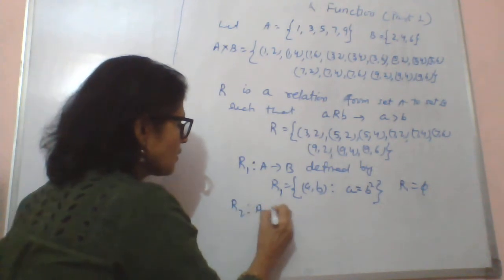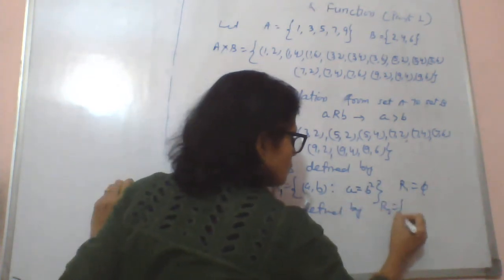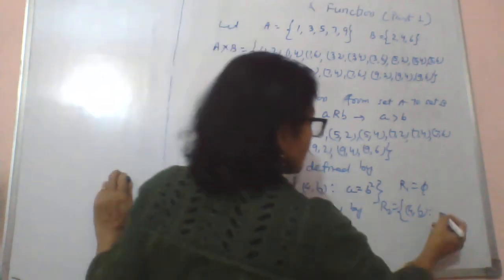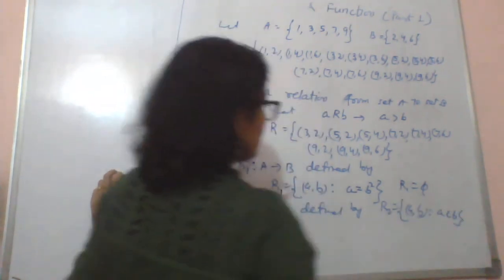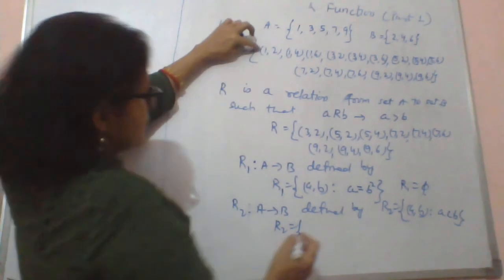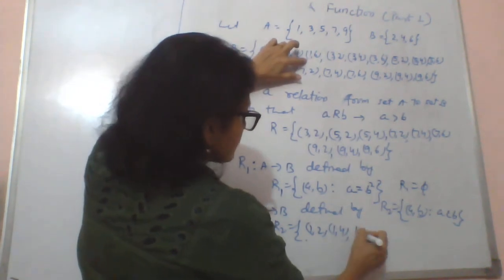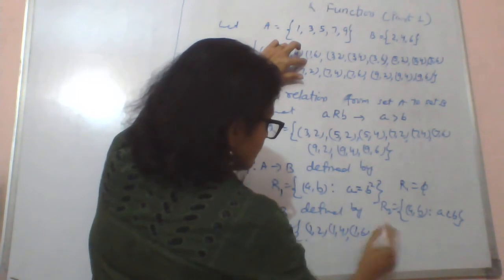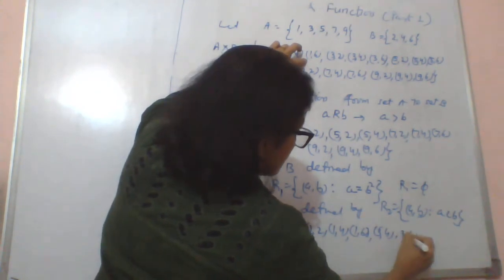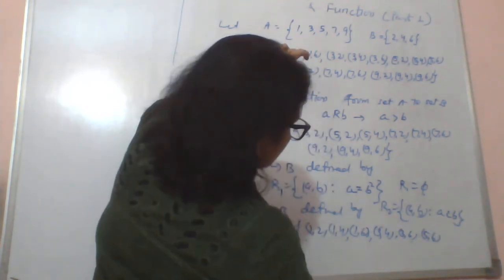R2, suppose I take it to be defined by (A, B) such that A is less than B. If I take A less than B, I can have R2 equals (1, 2), then (1, 4), then (1, 6), (3, 4), then I can take (3, 6), then I can take (5, 6). So I think that's it.